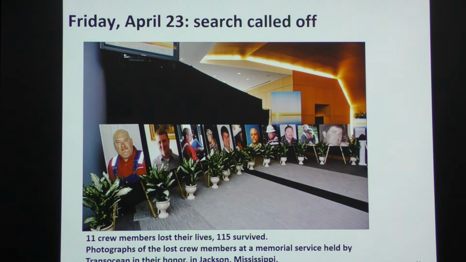On Friday, April 23rd, the search for survivors was called off. 11 crew members lost their lives. Miraculously, 115 survived. Of those 115, 17 were injured. These are photographs of the crew at a memorial service held by Transocean. Most of the crew worked for Transocean.